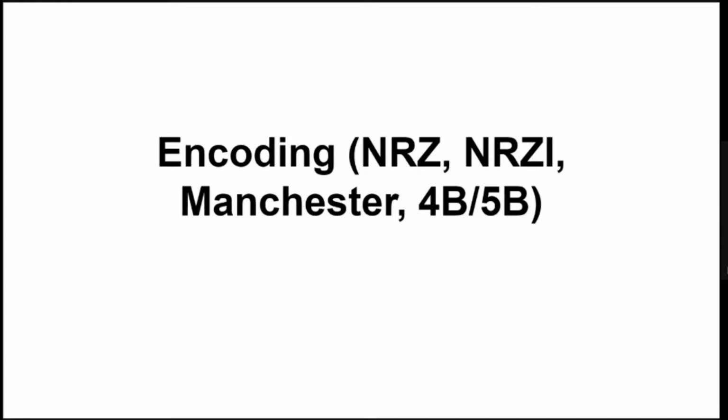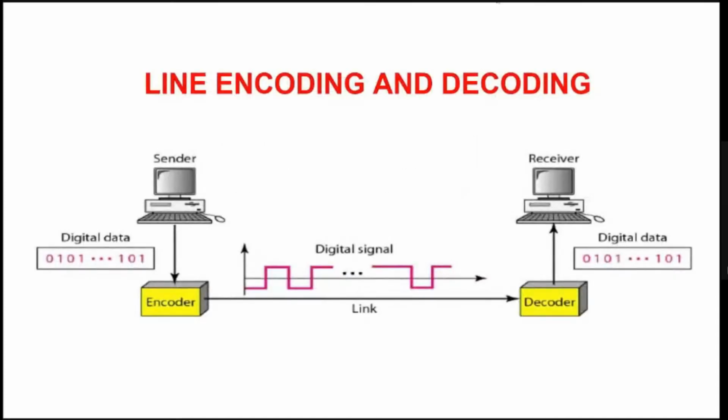So the types of encoding here are the NRZ concept, NRZ-I, Manchester, and 4B/5B. So these are the types. Before that, we should understand the encoding concepts, right? So we will see one by one. First, see this diagram here, the line encoding and decoding method. This is called line encoding. So what happens in line encoding?